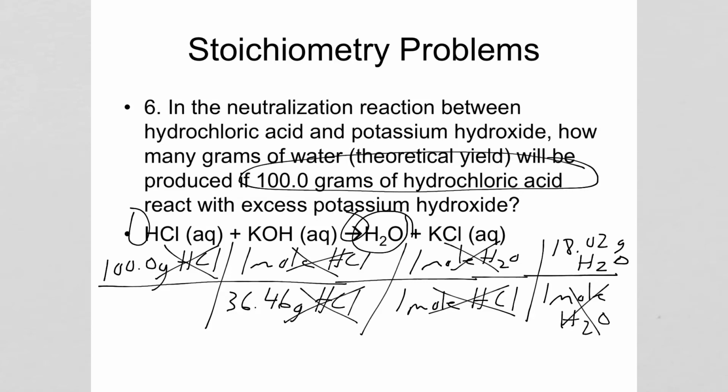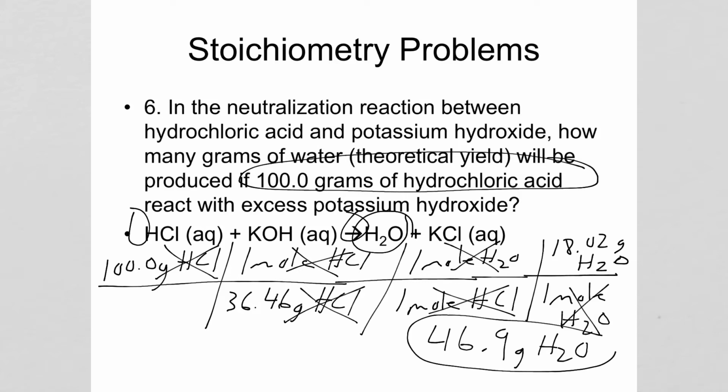So now to get our answer, it's a matter of multiplying across the top, 100 times 1 times 1 times 18.02, dividing by the bottom, so divided by 36.46. The only thing else we had were ones. So when we do the calculations, we end up with a theoretical yield here of 46.9 grams of water. So that's how much water we should get under perfect conditions if we start with 100 grams of hydrochloric acid and extra potassium hydroxide.